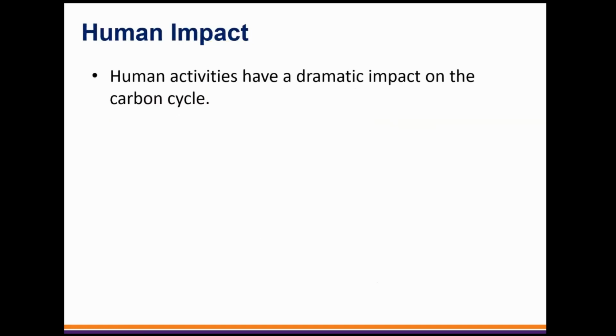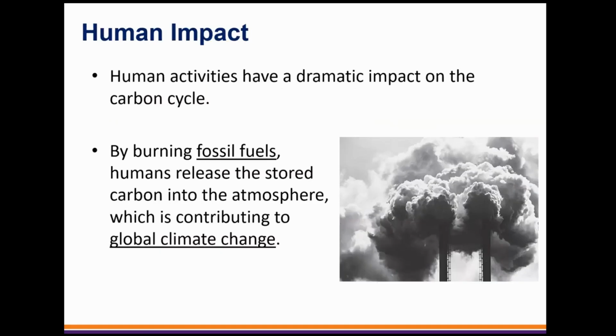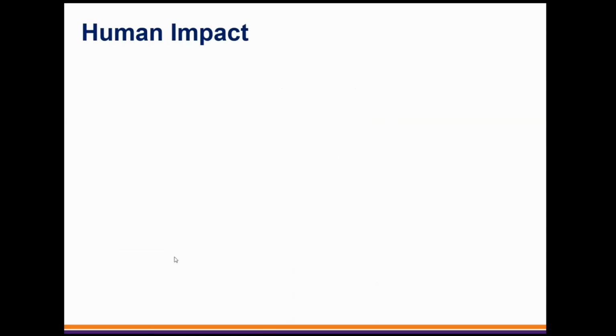And then how can we humans have an impact on the carbon cycle? First of all is by burning of fossil fuels. Humans release the stored carbon. Stored carbon here means the biological carbon that has been compressed for over millions of years, so it is stored in our earth. Now when we burn fossil fuels, the carbon is released into the environment, especially to the atmosphere, which finally contributes to global climate change.